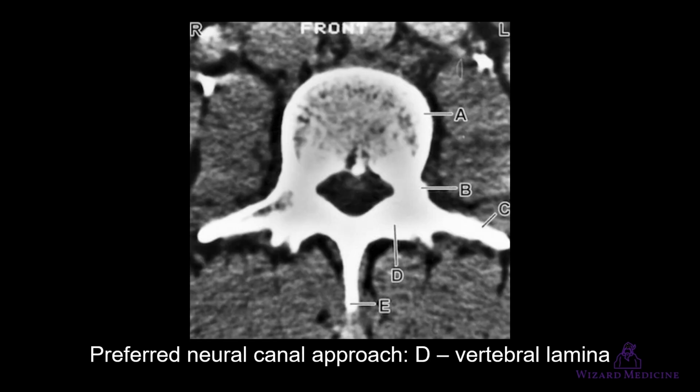This CT scan is just to show you that there are questions regarding the preferred neurosurgical approach to the neural canal. So when you have disease of the neural canal, the preferred approach is the posterior one that involves cutting the vertebral lamina.